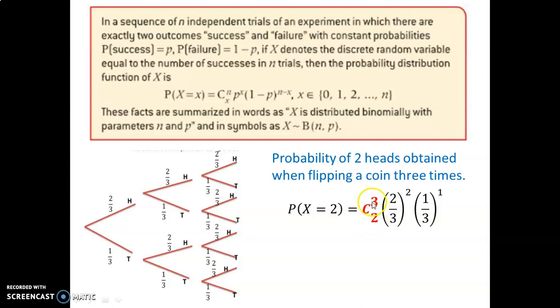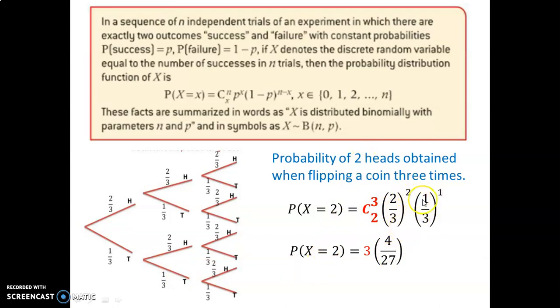3 choose 2, if you work it out, will be, let's see, what that number is. That number is 3. And 3 means there are then, remember that combination always represents the number of paths. That means 3 paths here will lead to 2 heads and 1 tail. And each path looks like this.